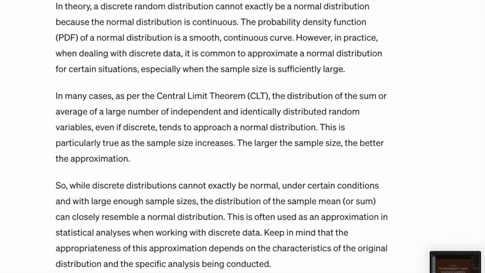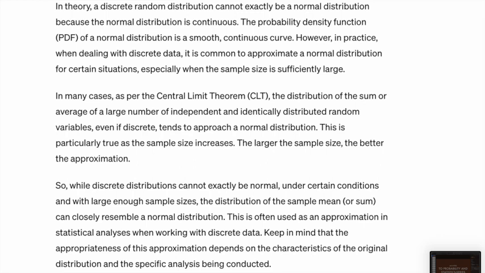The larger the sample size, the better the approximation. So while discrete distributions cannot exactly be normal, under certain conditions and with large enough sample sizes, the distribution of the sample mean or sum can closely resemble a normal distribution. This is often used as an approximation in statistical analysis when working with discrete data. We have to keep in mind that the appropriateness of this approximation depends on the characteristics of the original distribution and the specific analysis being conducted.